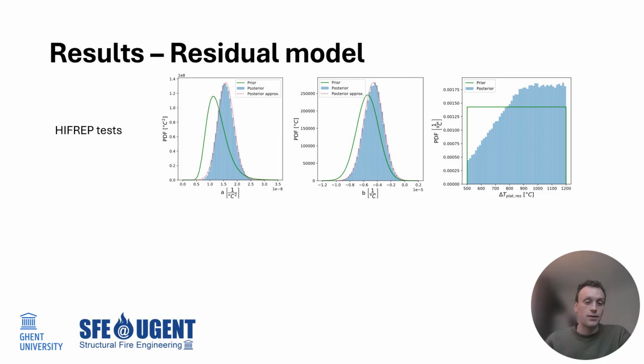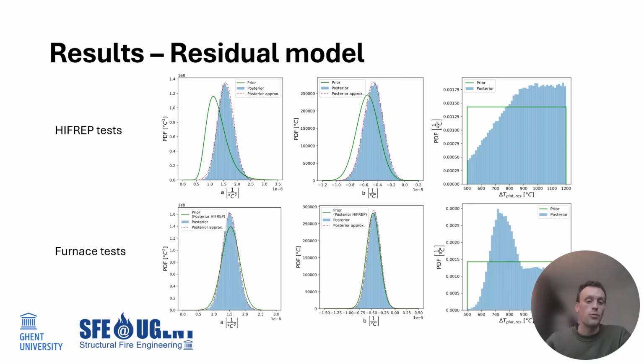And then we did a second round of updating where we started from the results of the inference on the radiant panel test data. So the prior here is actually the posterior from the inference on the radiant panel test, except for the plateau temperature increase, where we just started from a uniform prior again, because the first round of Bayesian updating didn't really give satisfactory results. And what we can see is that the parameters A and B are updated very slightly, much less than in the first round of updating, which means that the values between those tests are quite well aligned.